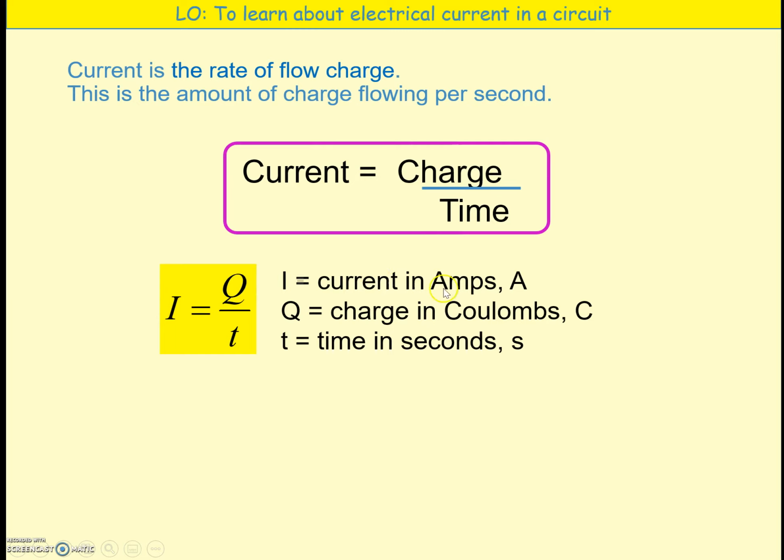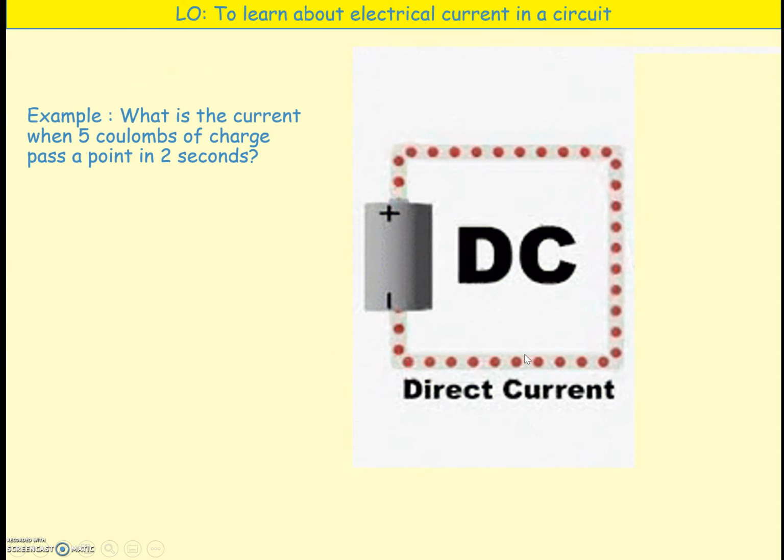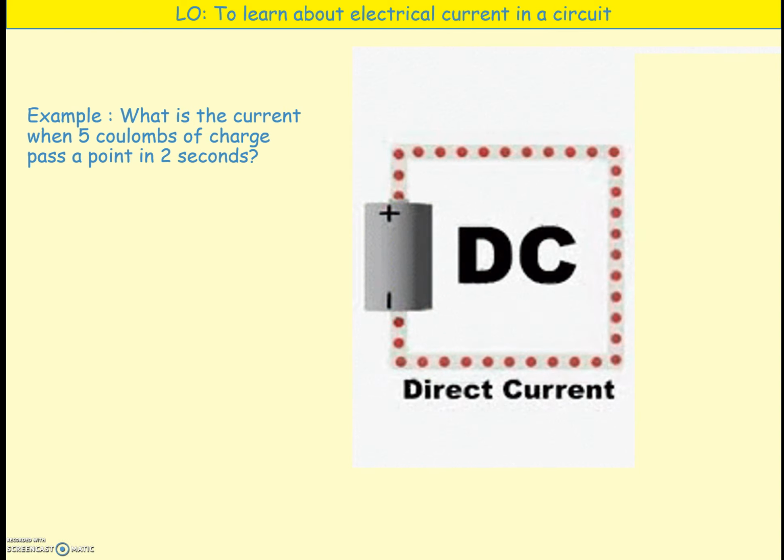I represents current in amps, which is a capital A. Q would represent charge in coulombs, which is a C. And T equals time in seconds, which would be an S. So what is the current when 5 coulombs of charge pass a point in 2 seconds? Pause the video and attempt to do this question now.